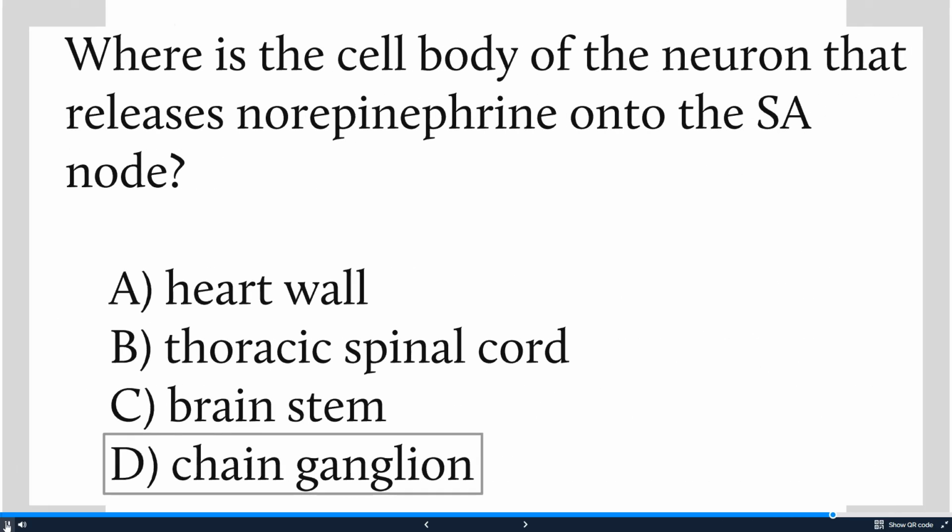This question is actually trying to get you to think about the anatomical incorrectness of that figure that I showed you earlier. The cell body that causes norepinephrine to be released onto the SA node would be a postganglionic neuron of the sympathetic division. Norepinephrine is the sympathetic neurotransmitter, and the postganglionic sympathetic fiber is going to end on the SA node. So being sympathetic and being postganglionic, it has to come from the chain ganglion. In other circumstances, it could come from a different ganglion, but for the heart, definitely it's covered by the chain ganglion.